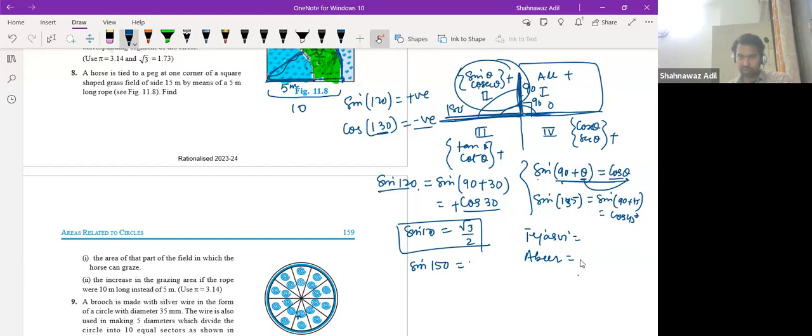Sir, 1 by 2? Yes, Abir. Abir is getting 1 by 2. What about you, Tejaswi? One minute, sir. Same, sir. Same, right? Yes, good. So sine 150 is sine of 90 plus 60, right? So that would be cos of 60, which is 1 by 2.